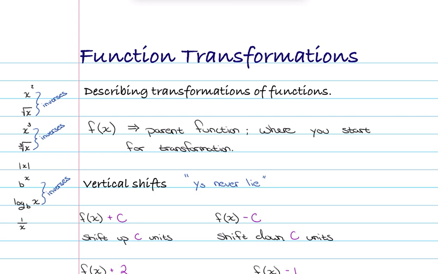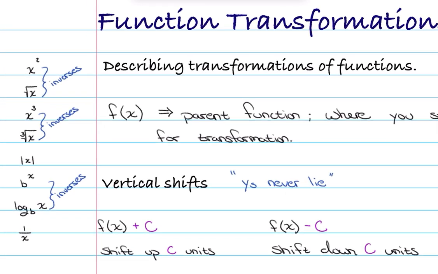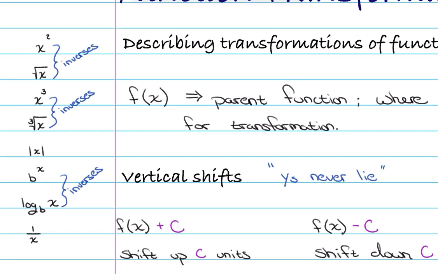Also, bear in mind, because we've talked about inverses before, these two are inverses of each other, which means they reflect across that y equals x line. Okay, they reflect across a diagonal line. These two are also inverses of each other, and these two are inverses of each other. So those are related in different ways, but we're going to talk about transformations first.